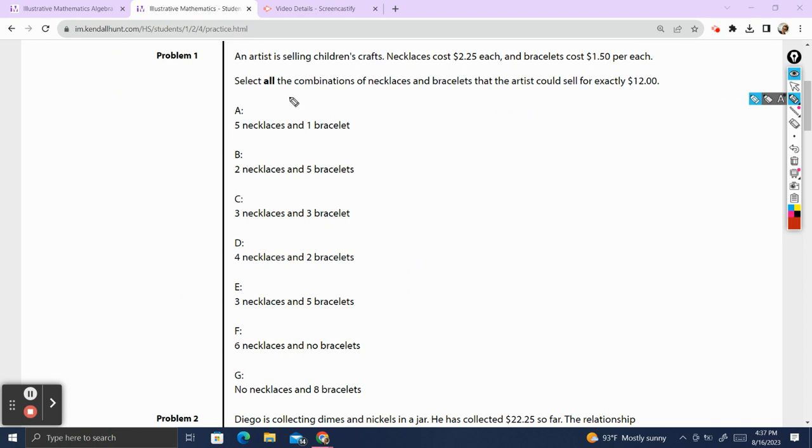5 necklaces at $2.25 each are going to be 5 times $2.25. That's going to be the total cost of the necklaces plus 1 bracelet, which is $1.50. 5 times $2.25 is $11.25, plus $1.50, which gets you a total of $12.75.